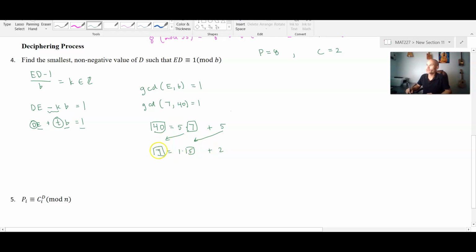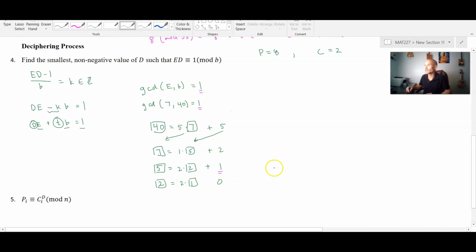Now, again, I know that the GCD between 7 and 5 is the same as between 5 and 2, so I'll carry 5 down to the next line and figure out how many multiples of 2 go into it. 2 multiples of 2 go into 5, leaves a remainder of 1. My final step is that 1 goes into 2 two times, leaves a remainder of 0. And so at this point, we can conclude that that's our GCD.